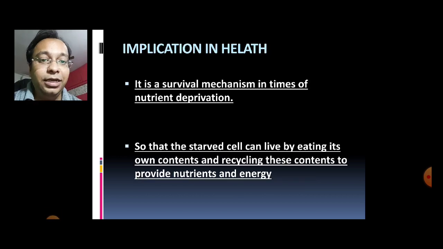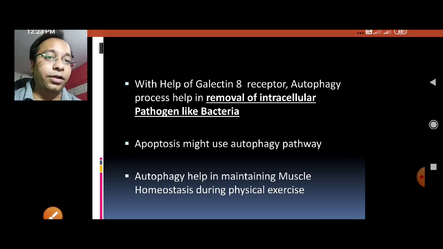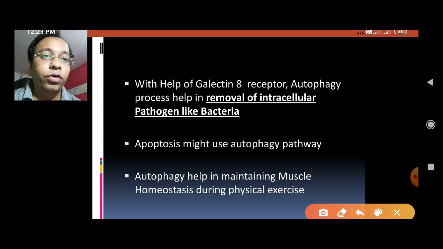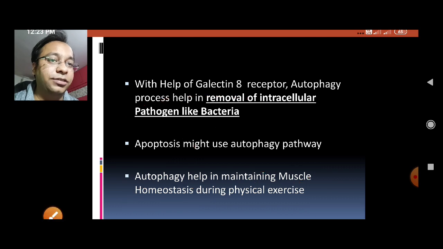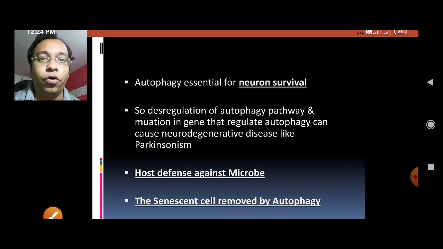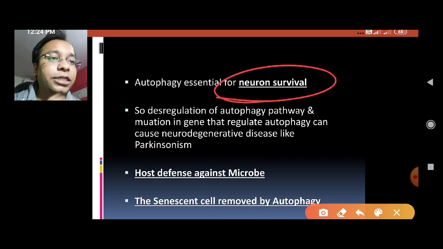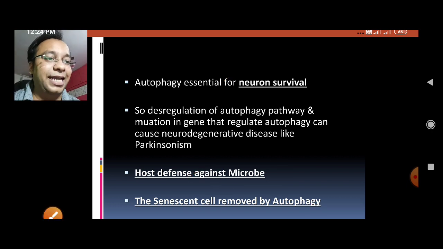So basically this mechanism is used in case of starvation for survival. Then it will help in removal of intracellular pathogens like bacteria. It will help in removal of virus infected cells as well through the process of apoptosis. It can maintain your muscle homeostasis, right? It can prevent cancer formation in your body. It is the main mechanism for neuronal survival. It will fight against microbes, and autophagy is helpful in removal of senescent cells.